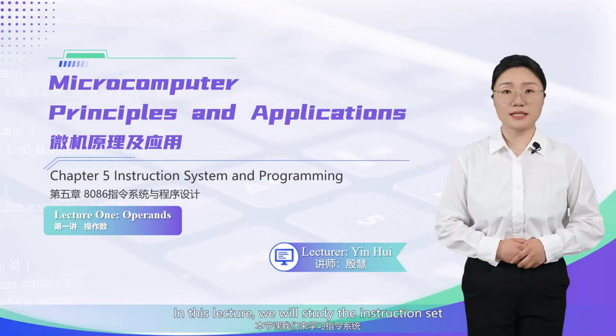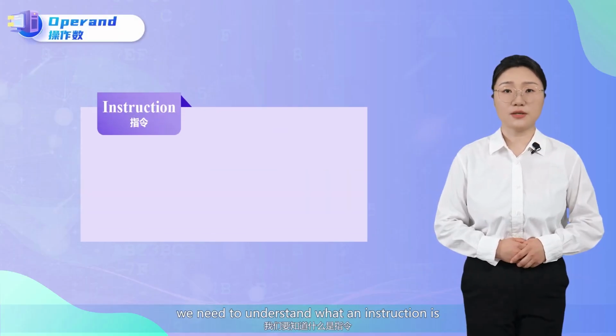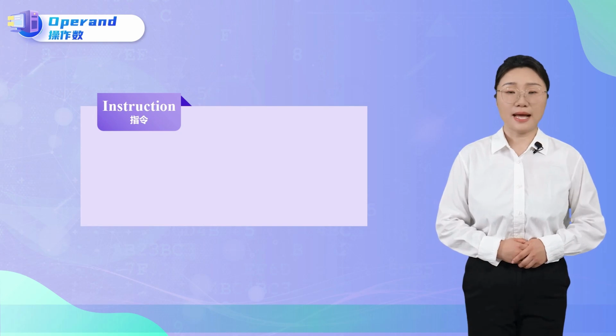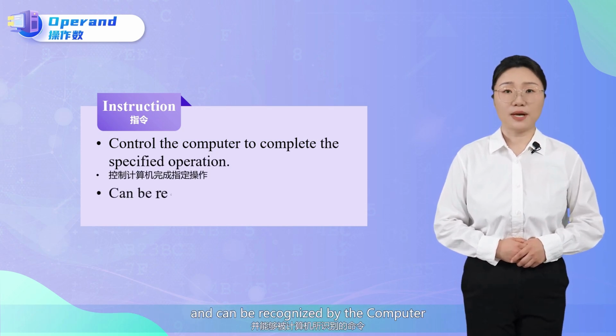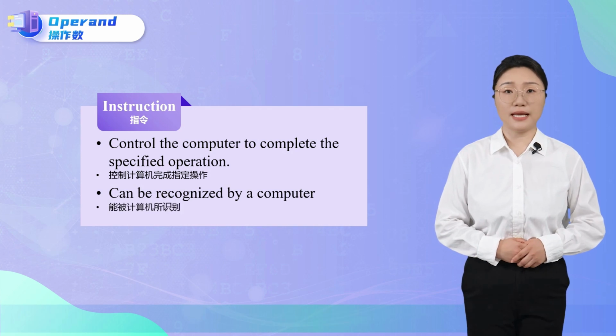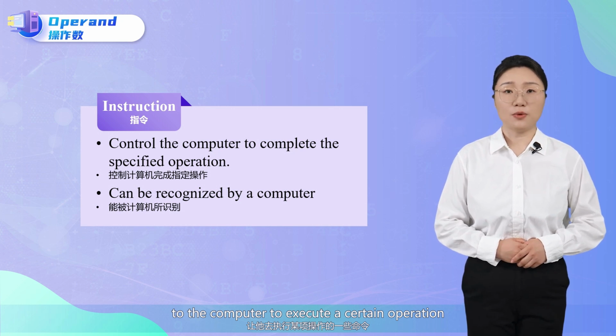Everyone, in this lesson we will study the instruction set. First, we need to understand what an instruction is. An instruction is a command that controls the computer to perform a specified operation and can be recognized by the computer. In other words, it is a command issued by humans to the computer to execute a certain operation.